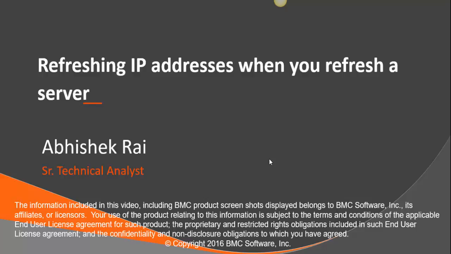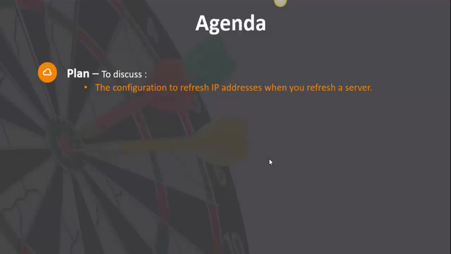In case server NIC is associated with firewall, load balancer, or a network path, the IP address is not updated when you click on refresh or sync a server. The plan is to discuss the configuration to refresh IP addresses when you refresh a server, in the scenario when server NIC is associated with a load balancer, firewall rule, or a network path.